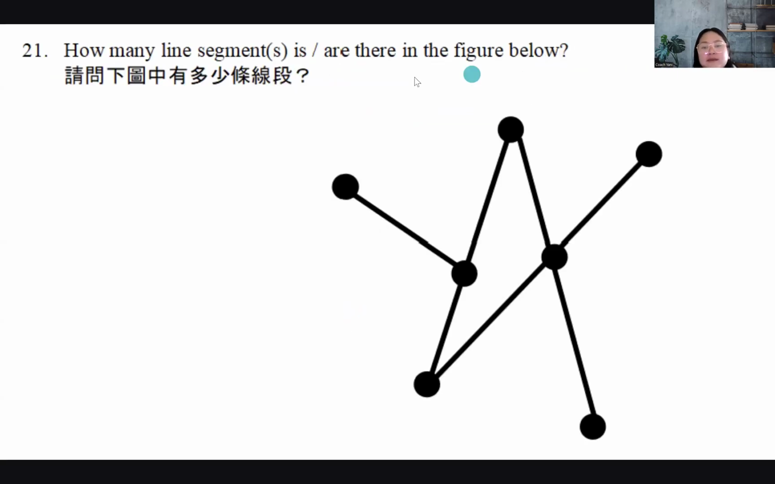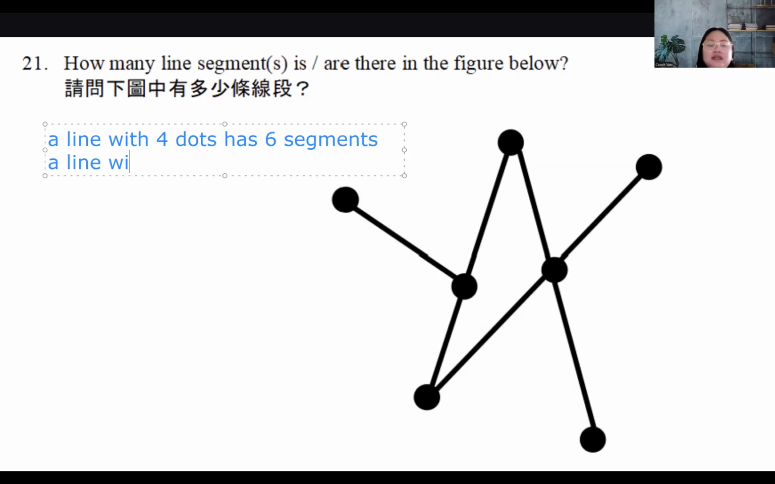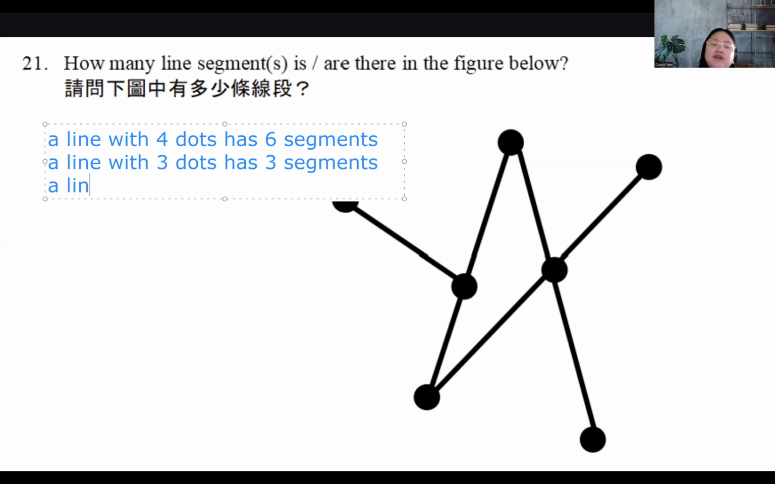21. How many line segments are there in the figure below? So you have to remember a line with 4 dots has 6 segments. A line with 3 dots has 3 segments. And a line with 2 dots has 1 segment. So if you memorize this, your life got just drastically easier.